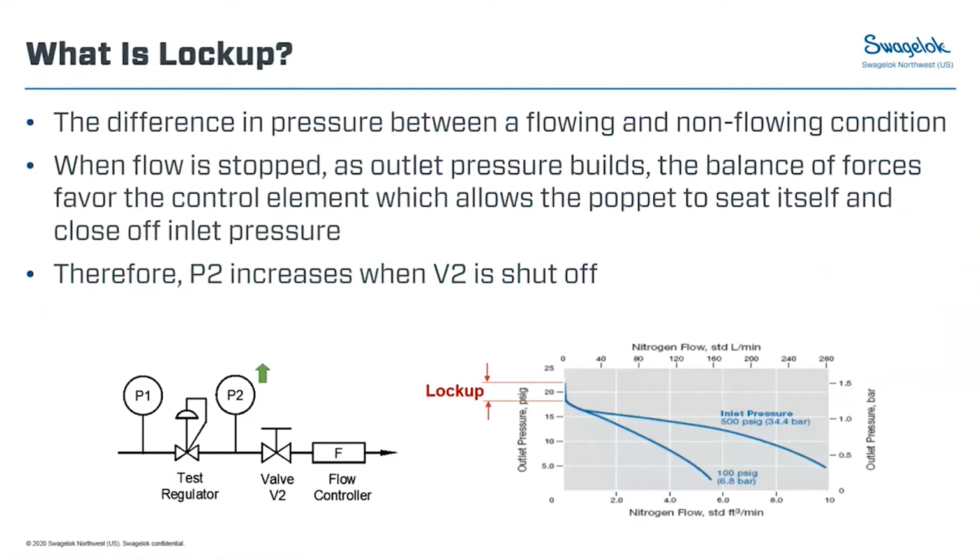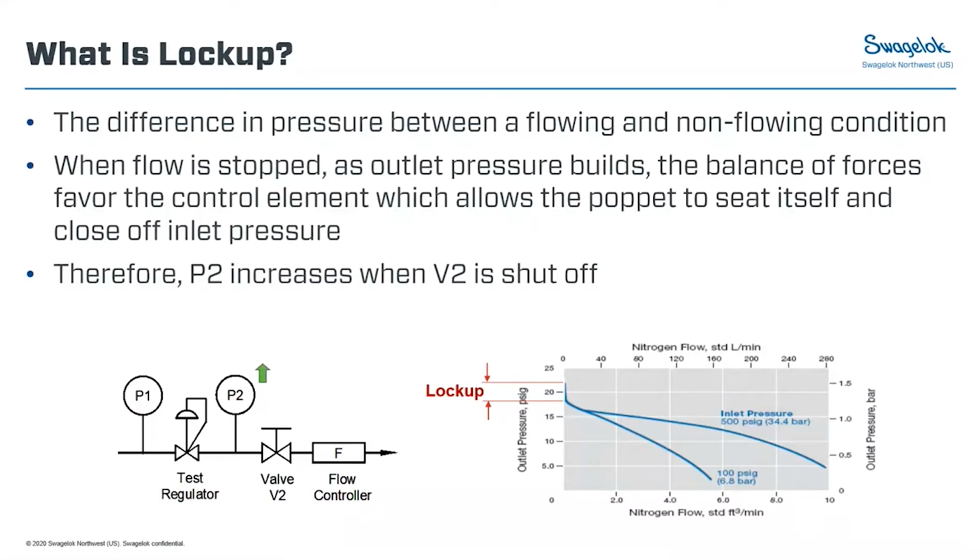So let's jump into our first performance criteria, and that's going to be lockup. Lockup is what happens when we shut off flow to our regulator. So downstream, we shut the flow off, and as we're shutting that flow off, there's a natural response for that pressure to build. And as the pressure builds, the regulator tries to self-adjust, but because we're shutting that flow off, what happens is that with the balance of forces, we end up closing the seat of the regulator.